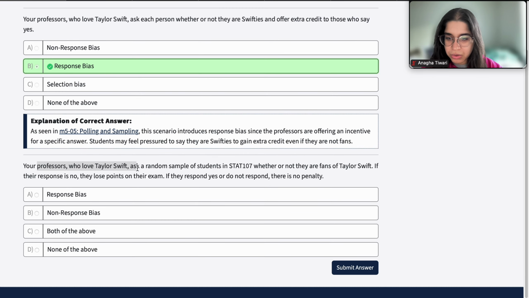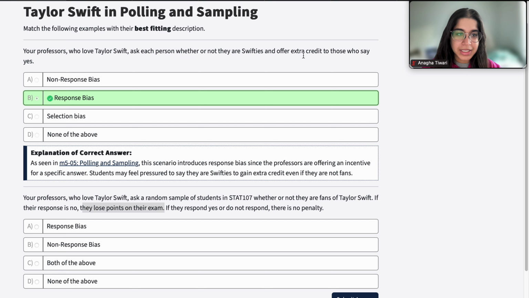And then your professors who love Taylor Swift ask a random sample of students in Stat 107 whether they are fans of Taylor Swift or not. If their response is no, they lose points on their exam. Right, so this is another example of a situation that is going to affect their response, right? People are going to be less inclined to say no because nobody wants to lose points on their exam. And then it says here, if they respond yes or do not respond, there is no penalty, right?